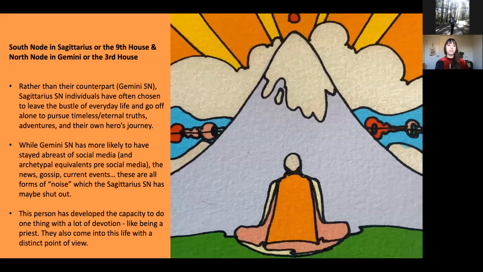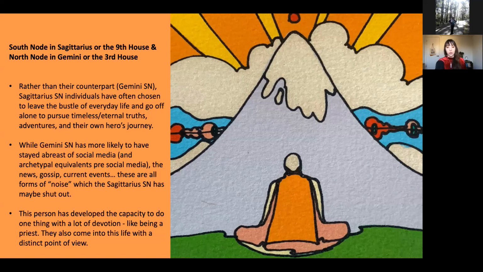Okay, so on the other direction, with South Node in Sagittarius or the 9th house and North Node in Gemini or the 3rd house, rather than their counterpart, the Gemini South Node people, Sagittarius South Node individuals have often chosen to leave the busyness of everyday life and go off on adventures, pursuing eternal truths and their own hero's journey.